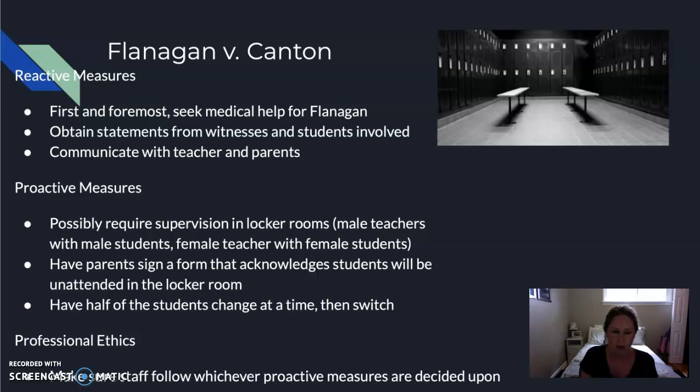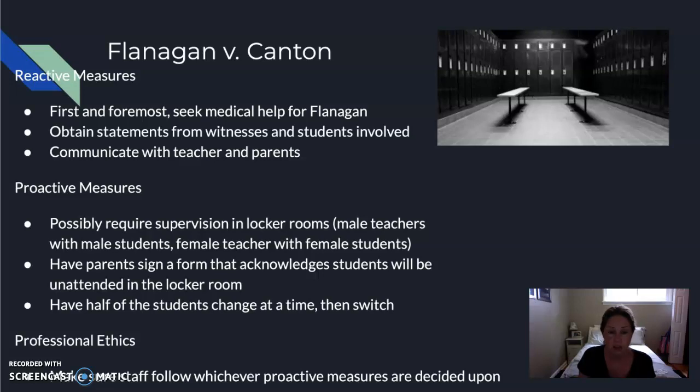While in the locker room, Flanagan was pushed by another student, and Flanagan fell into a locker and bench. He sustained severe injuries, including the removal of his spleen. And it's important to note that normally the teacher would accompany students into the locker room, but today he had remained behind to speak to another student for a few minutes.